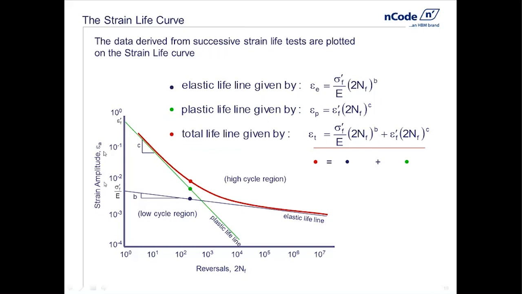And just to further confuse the issue, this is now not cycles but reversals, and we have 2 reversals per cycle. So there are these factors of 2. If you're doing these calculations by hand, those factors of 2 can be a real pain. If you're doing them with a piece of software like nCode, don't worry about it, that's all handled for you.